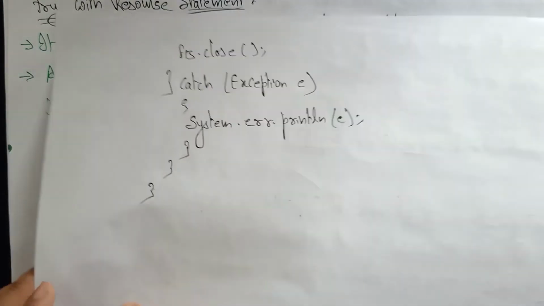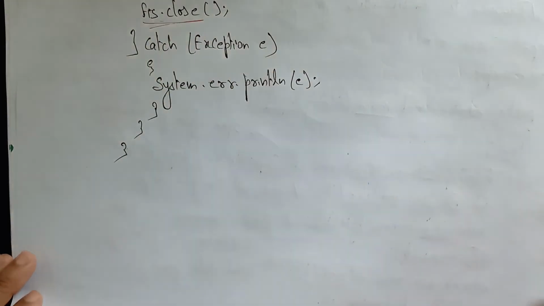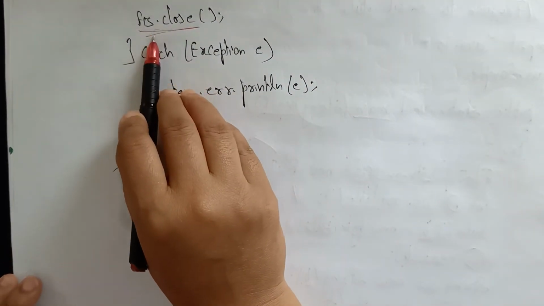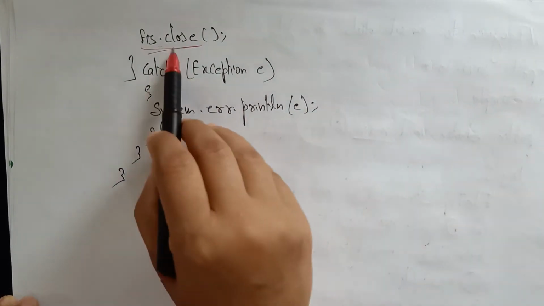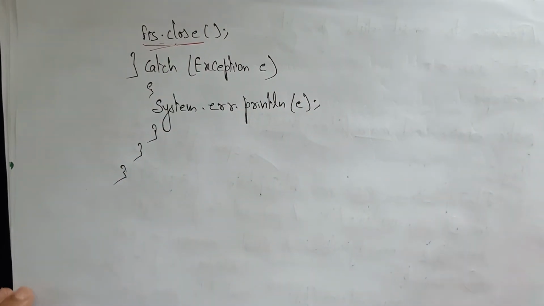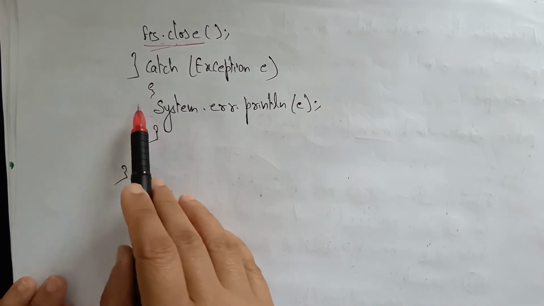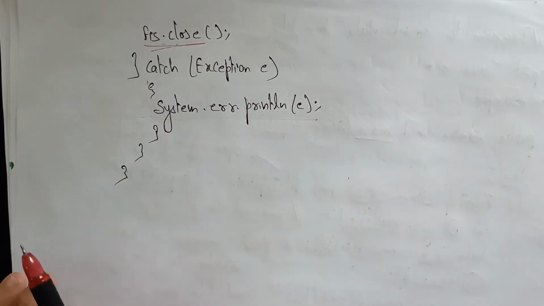After performing all these tasks, we have to close the file by using fis.close. The close method is used to close the operation. If any exception occurs, the control will come to the catch block and print FileNotFoundException.